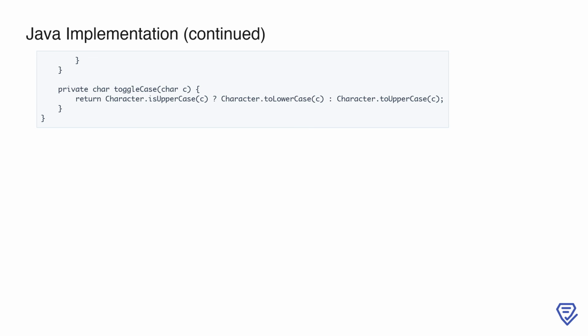By combining the recursive exploration in the backtrack method with the toggling logic in toggleCase, we ensure that all possible case permutations of the input string are generated and added to the result list. This completes our implementation, providing an efficient and elegant way to solve the problem.